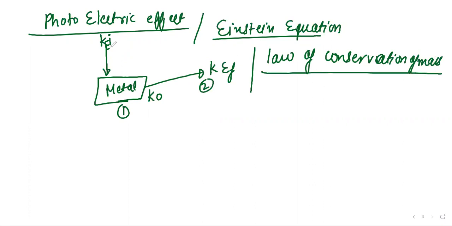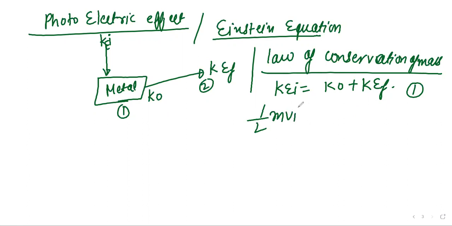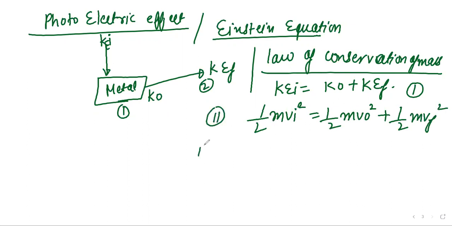initial kinetic energy is equal to final kinetic energy. So KEI can be written as K naught plus KEF. This is the first equation we have to remember. Now write in kinetic energy form: 1/2 m vi square equals 1/2 m v naught square plus 1/2 m vf square. This is the second equation. Next, energy E equals E naught plus EF. This is the third equation.